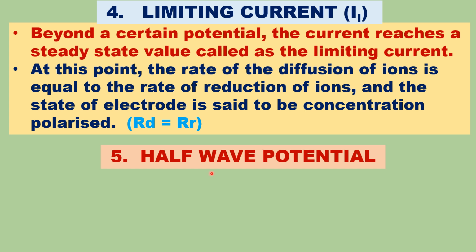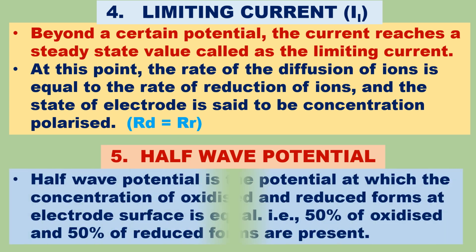The most important parameter obtained from polarography, in addition to diffusion current, is half-wave potential. Okay, half-wave potential is the potential at which half of the electroactive species is reduced, half of them is not reduced. Therefore, the concentration of oxidized species is 50%, and the concentration of reduced form is 50%. They are equal to each other.